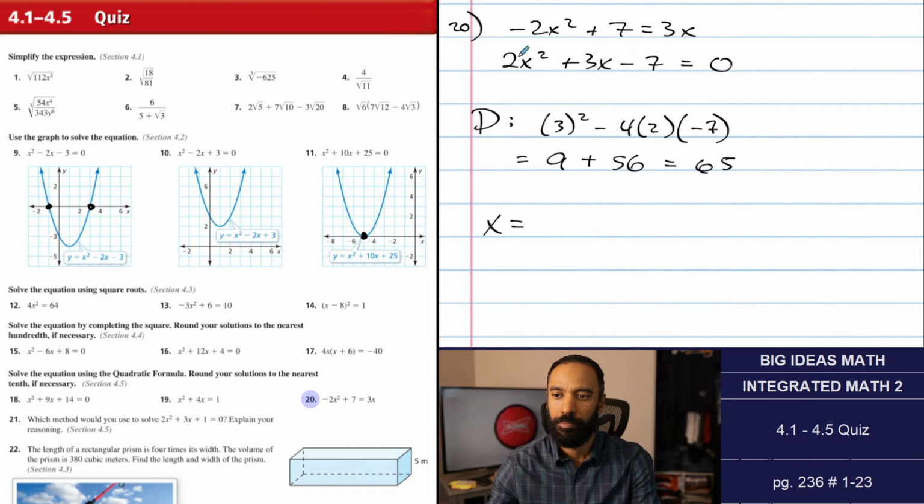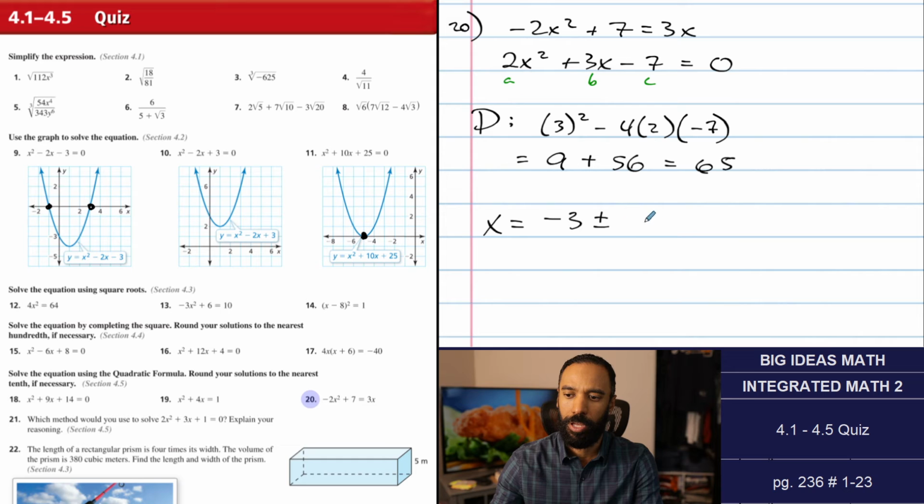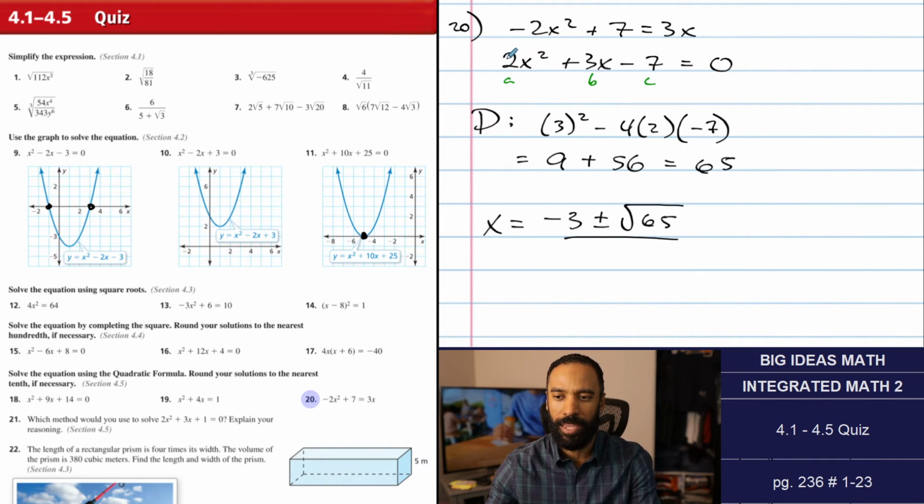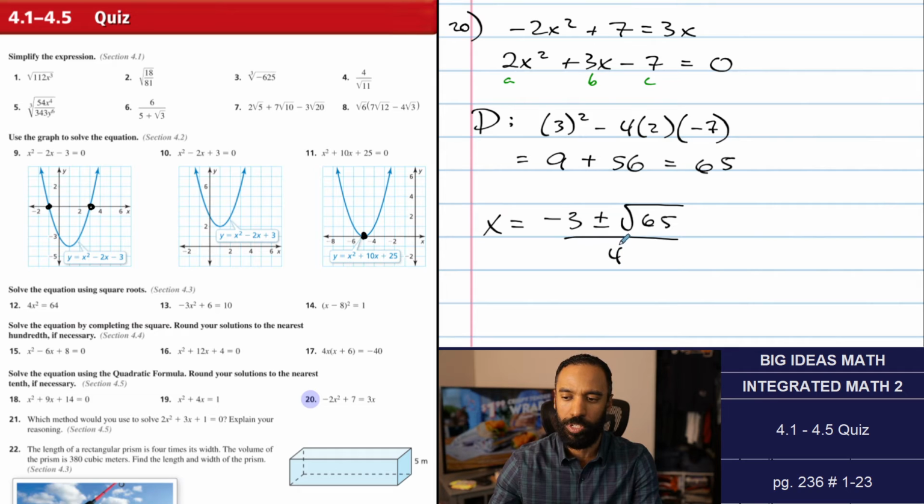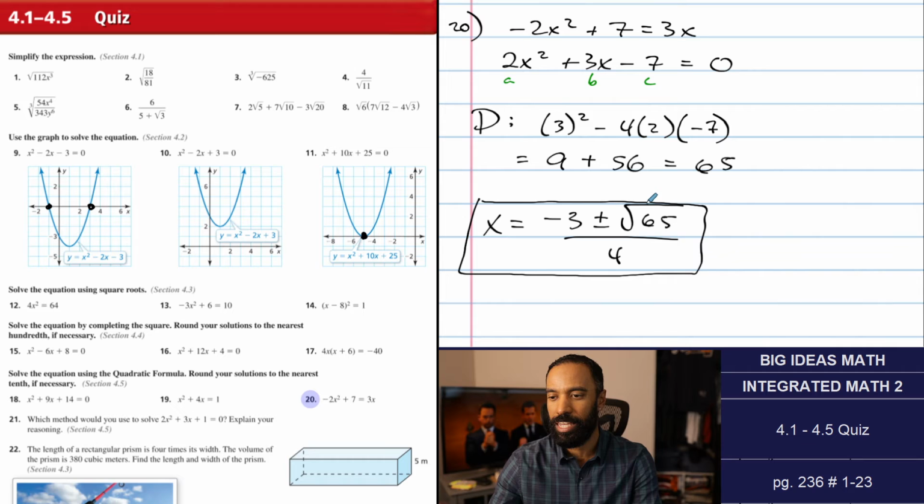X equals, based off this is your A, B, C. That's what we just used. X equals negative b plus or minus the square root of b squared minus 4ac all over 2a. It's not just a 2 anymore. It's 2 times 2, which is 4. And this cannot simplify any further than what you're looking at here. So we are done with the problem at that stage. Negative 3 plus or minus root 65 over 4.